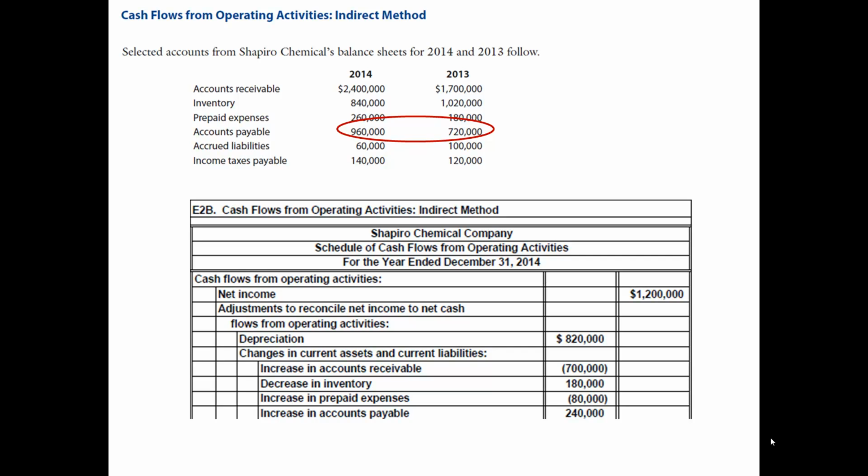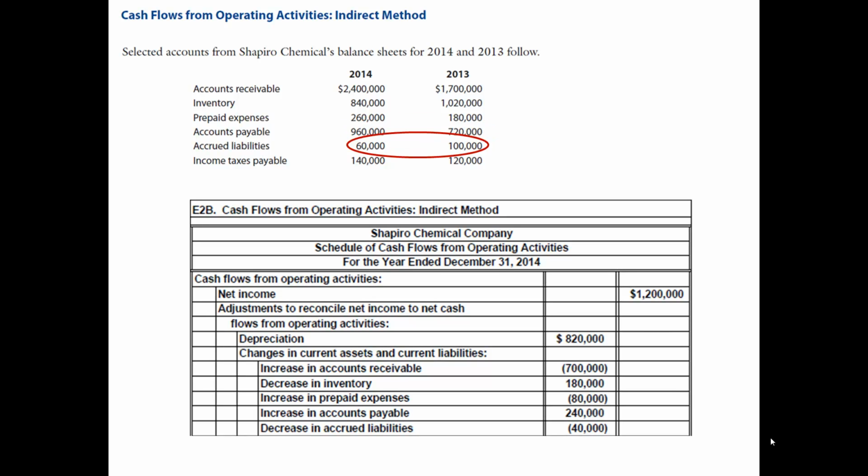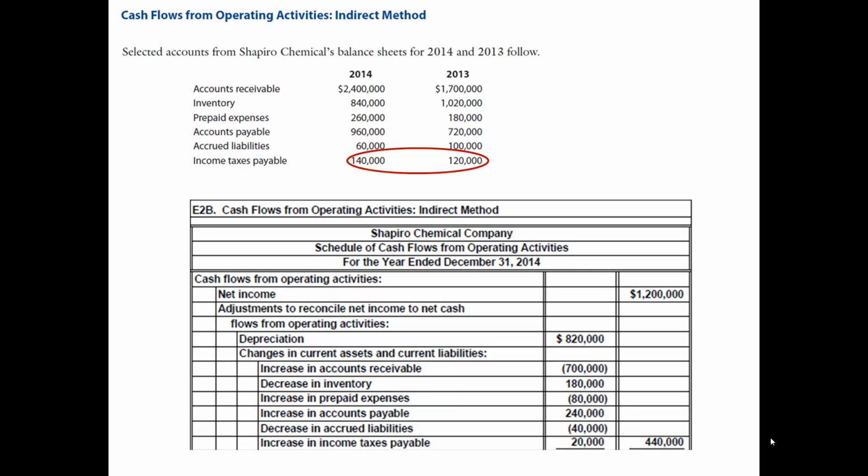And there is a chart in your book that explains this as well. So our accounts payable increased. So that's going to be considered cash inflow because that's money we didn't spend to pay anybody that we owe. Accrued liabilities decreased. So that means we spent money to decrease those liabilities. So we subtract that out. And then our income taxes payable increased, which means we owe more on taxes, meaning maybe we didn't pay some of it. So that is also going to be added back in.